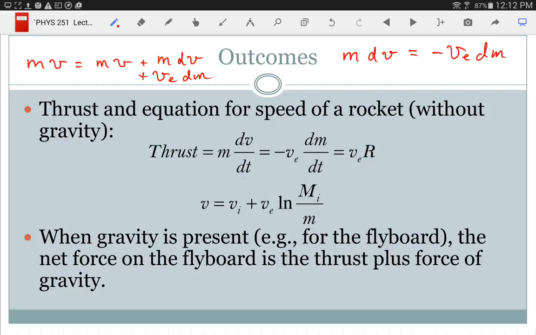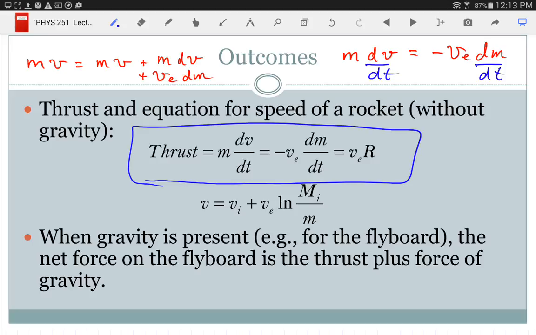Now we define the thrust as shown here. The thrust is the mass times the acceleration of the rocket, m dv/dt. dv/dt is the acceleration. Well, if you look at the equation on top, I have m dv. So if I just divide both sides by dt, the thrust is m dv/dt, which is minus ve dm/dt. So that's where this equation is.